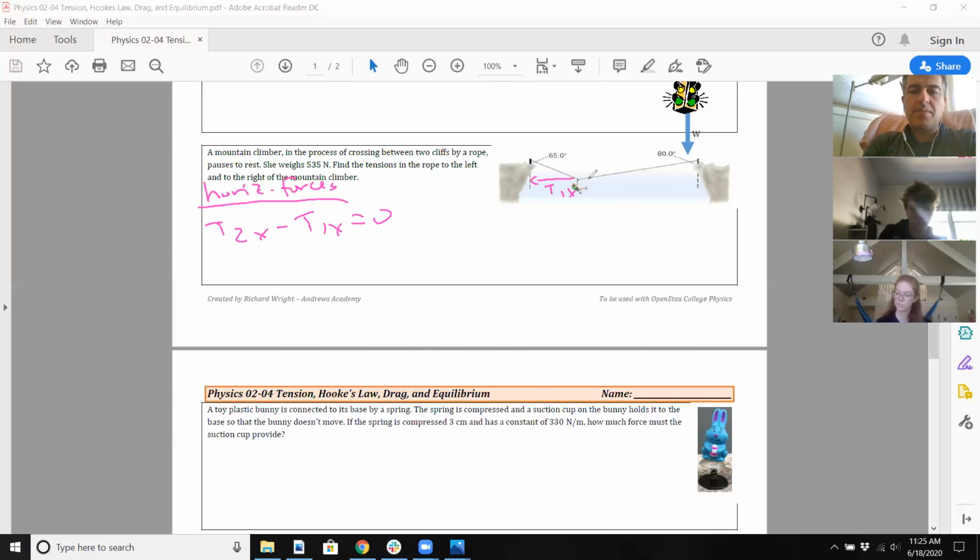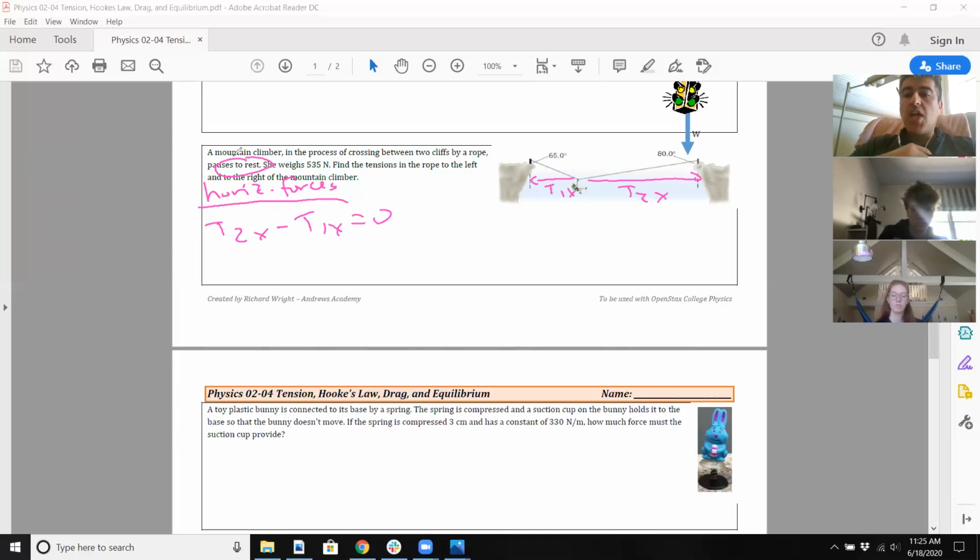There's T1x, there's T2x. They go in equal and opposite directions. This is the third law of motion, mind you. Equal and opposite reactions. Here's the thing: yes, a rock climber is going to be moving horizontally. I know that. But right now, at this moment, the mountain climber is at rest.